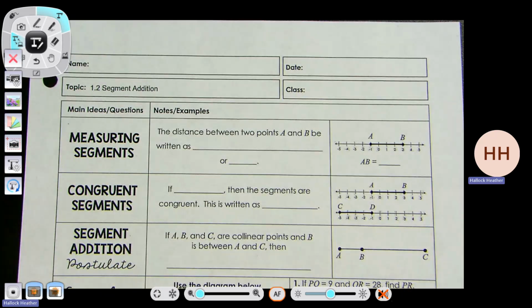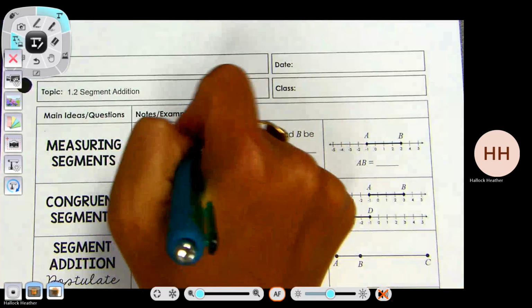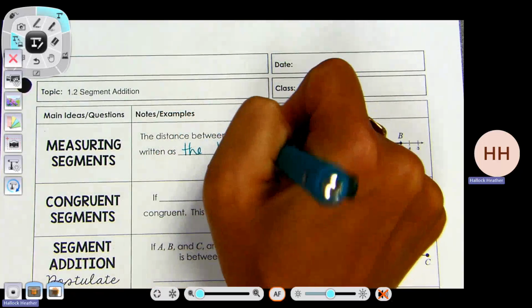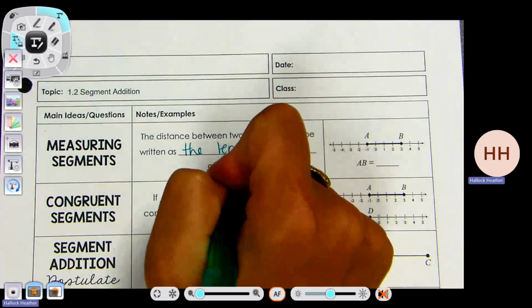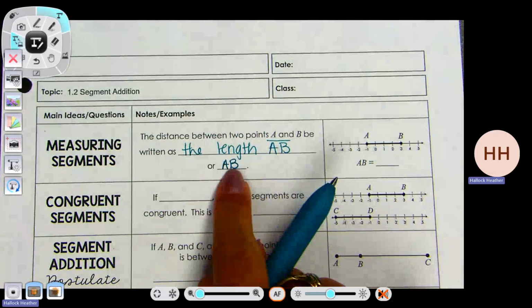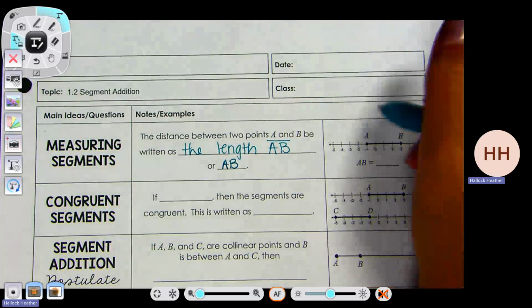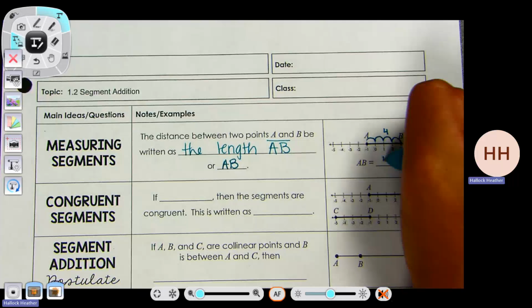Okay, so for measuring segments, the distance between 2 points A and B can be written as the length of AB. Sometimes they'll put a little line on top, or sometimes they'll just put 2 letters AB. So if I count the distance between A and B, 1, 2, 3, 4, there's 4 little spaces between A and B.